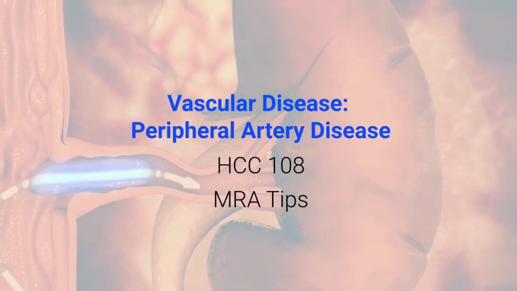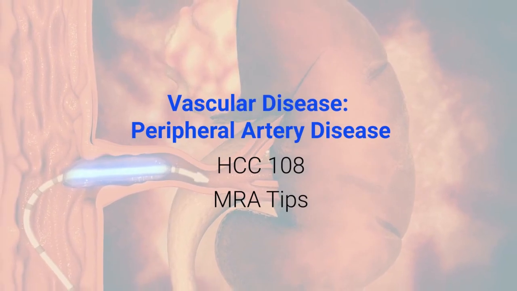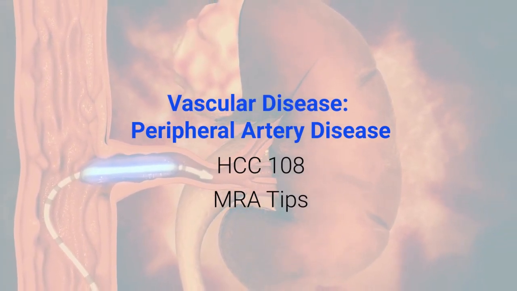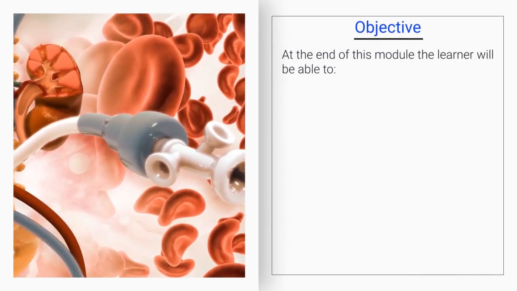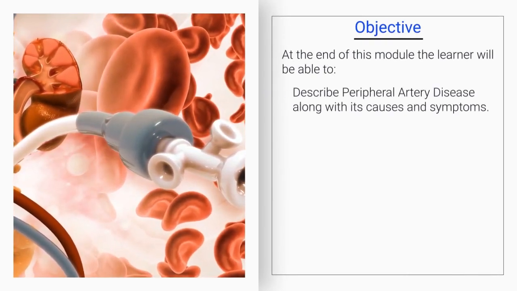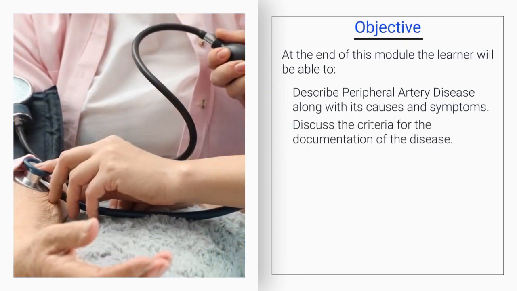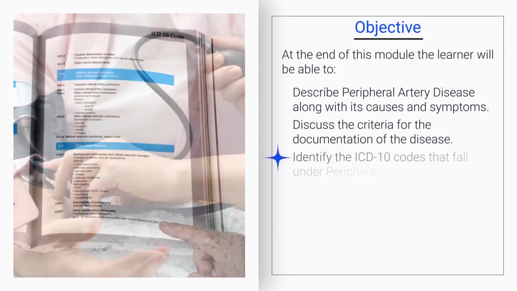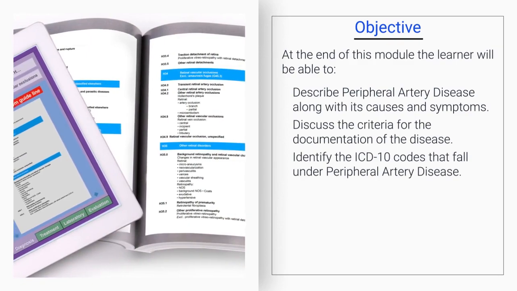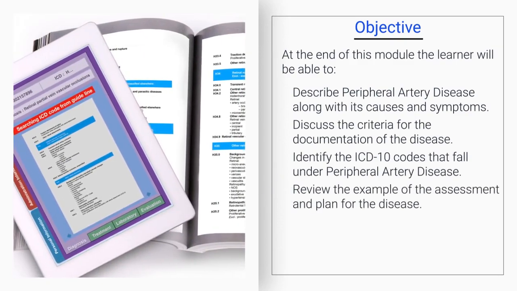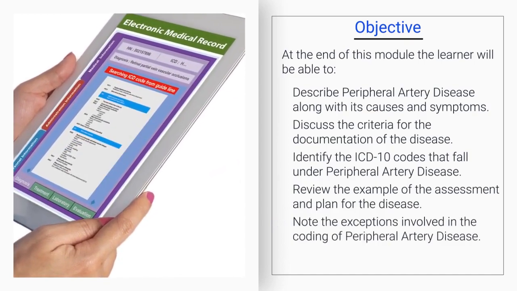This module has been developed specifically for MRA reviewers as a refresher on diagnosis criteria, documentation, and coding of peripheral artery disease. At the end of this module, the learner will be able to describe peripheral artery disease along with its causes and symptoms, discuss the criteria for the documentation of the disease, identify the ICD-10 codes that fall under peripheral artery disease, review the example of the assessment and plan for the disease, note the exceptions involved in the coding of peripheral artery disease.